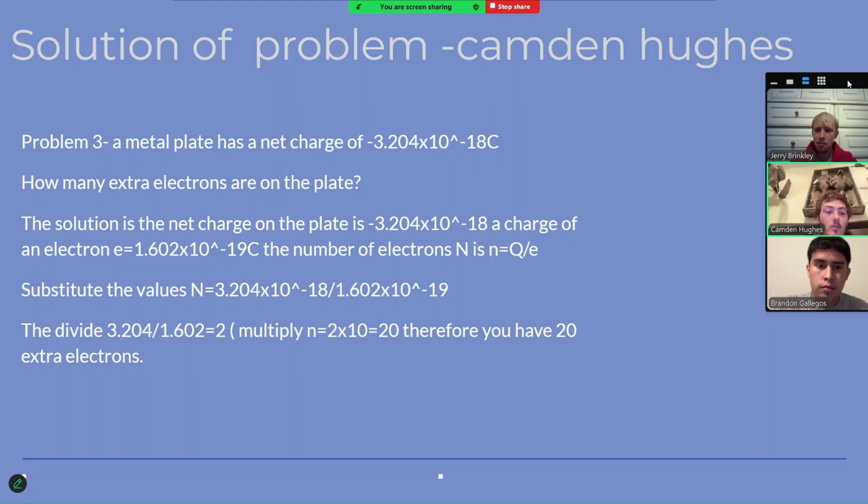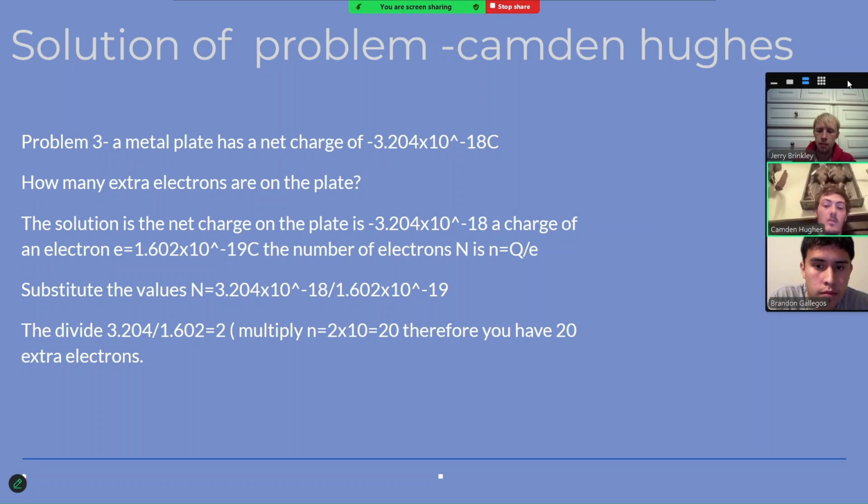The solution of the problem. For this problem, a metal plate has a net charge of negative 3.204 times 10 to the negative 18th coulombs. How many extra electrons are on the plate? The solution: the net charge on the plate is negative 3.204 times 10 to the negative 18th, and the charge of an electron, e, equals 1.602 times 10 to the negative 19th.